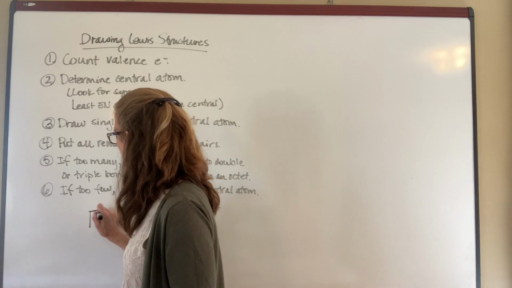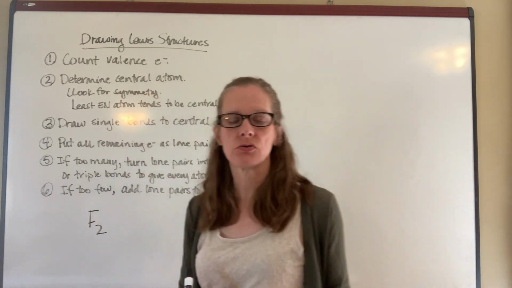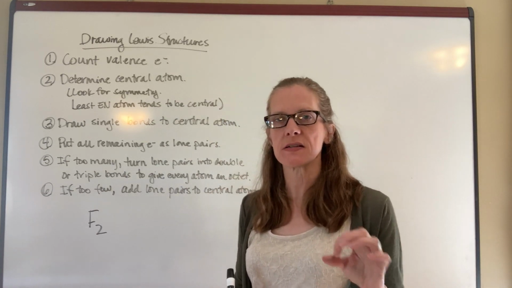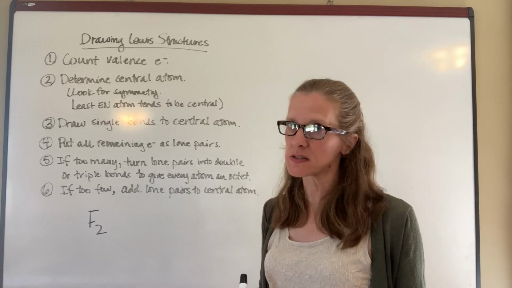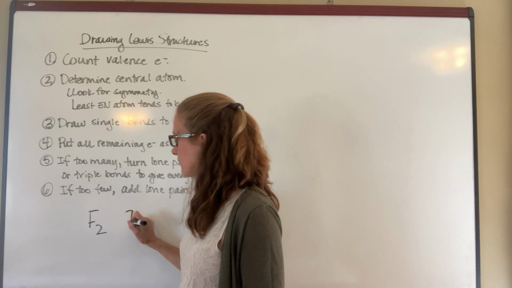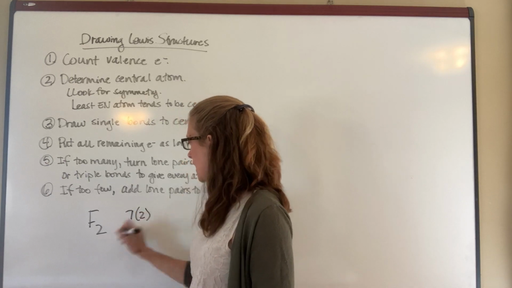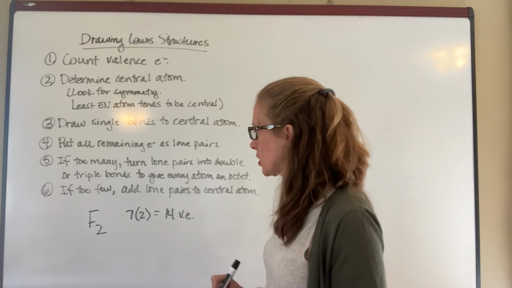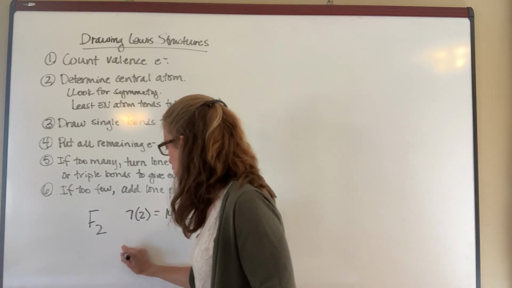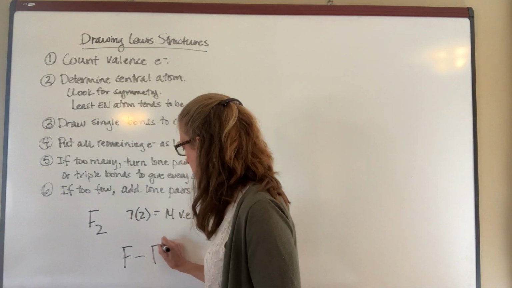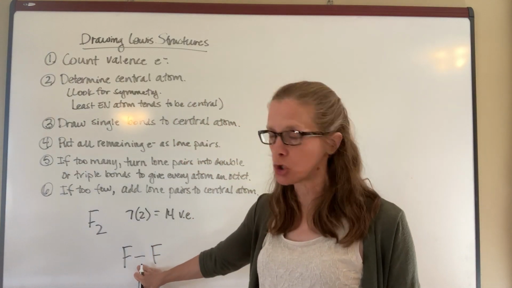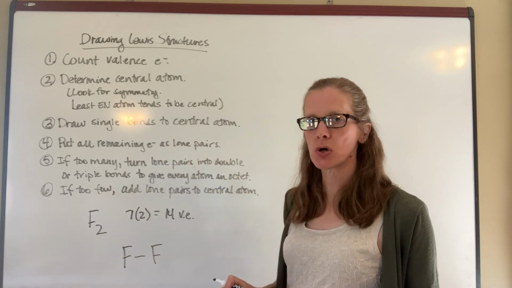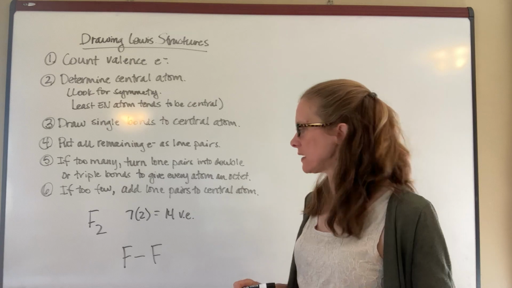So let's look at fluorine, just a straight diatomic molecule. If you look at the periodic table, you should see that fluorine has 7 valence electrons. And so I'm going to have 7 valence electrons times 2, which gives me 14 valence electrons. I only have 2 fluorines, so obviously they've got to be bonded together. So I'm going to bond them together. So there I've used 2 electrons. And I'm going to put all the remaining electrons as lone pairs. So I'm going to count them as I put them on and see what I end up with.